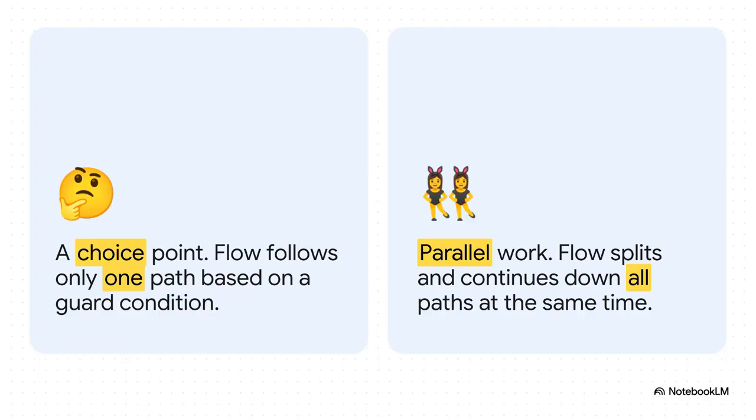Now, this is a point that trips a lot of people up, so let's make it crystal clear. A decision diamond is a choice. It's an or situation. You go left or you go right. A fork bar is about doing it all. It's an and situation. You go left and you go right at the exact same time. One is a choice, the other is splitting up the work to get it done faster.